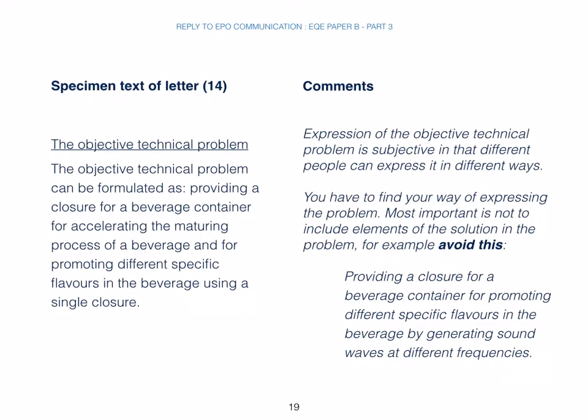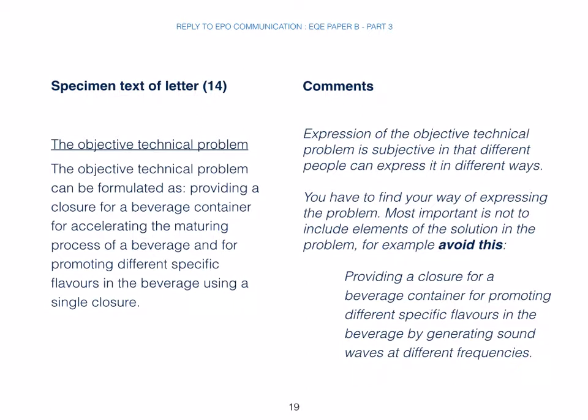Here then is my statement of the objective technical problem. The objective technical problem can be formulated as providing a closure for a beverage container for accelerating the maturing process of a beverage and for promoting different specific flavors in the beverage using a single closure. As I said, the objective technical problem can be formulated in different ways. Here is the examiner's wording that they gave as an example: providing a beverage closure for accelerating the maturing process of a beverage which is capable of promoting specific different flavors. So how did you express your problem?